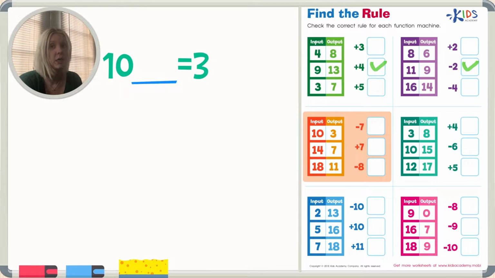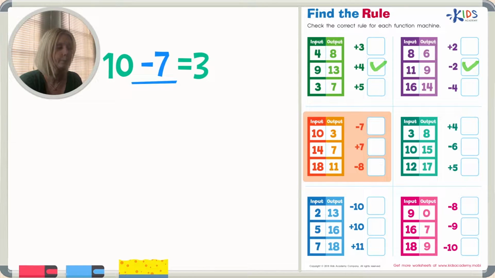We start with 10, and then we end up with 3. Are we adding or subtracting? We are going to subtract, right? We have to subtract to get a lesser number than the number we start with. So I know it's either going to be minus 7 or minus 8. Let's start with the first one, minus 7. Let's see if this makes sense.